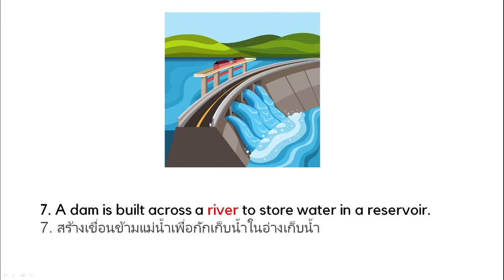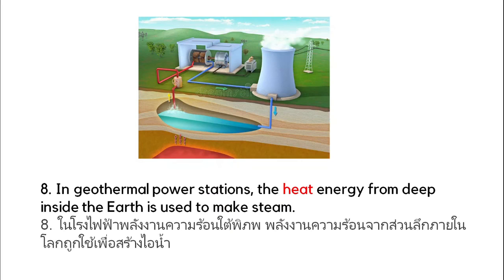A dam is built across a river to store water in a reservoir. This is a reservoir. In geothermal power stations, the heat energy from deep inside the earth is used to make steam.